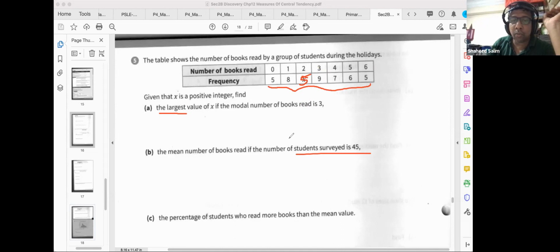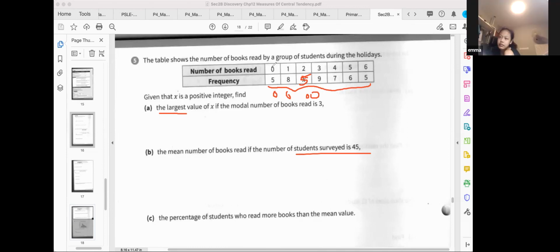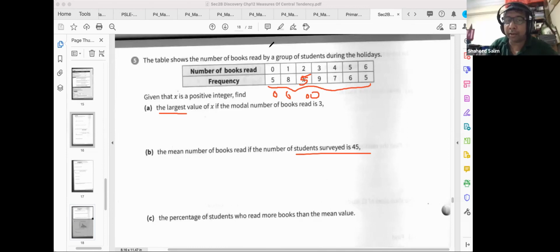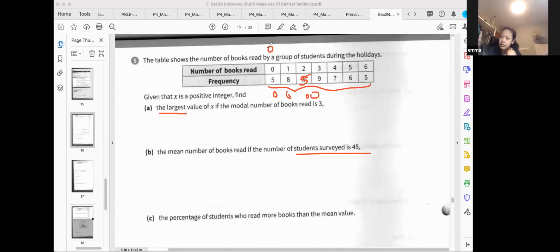Okay, so what is the mean? The mean, you must find what is the total value here. Total value here, total value here, total value. Then after that you divide by 45. What's the total value? That means the total number of books read. 5 persons read 0 books. How many books are read? You know what to do? Okay.